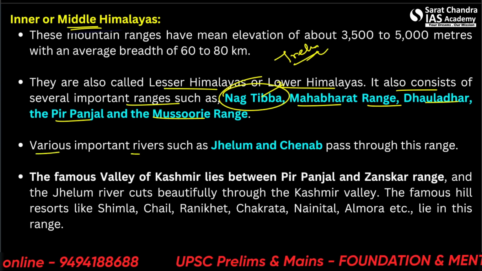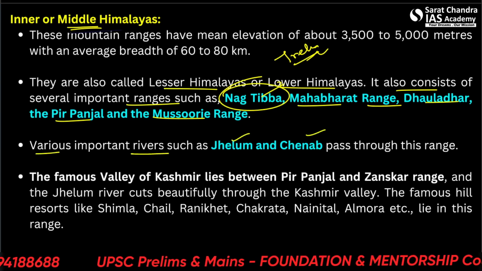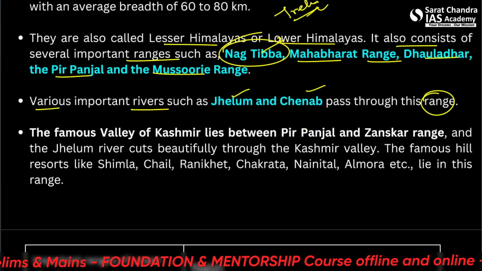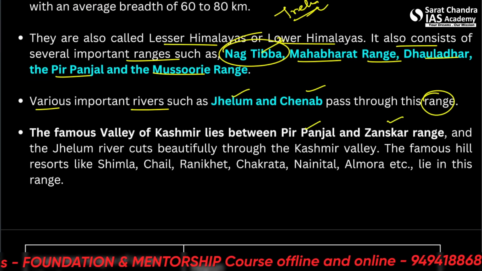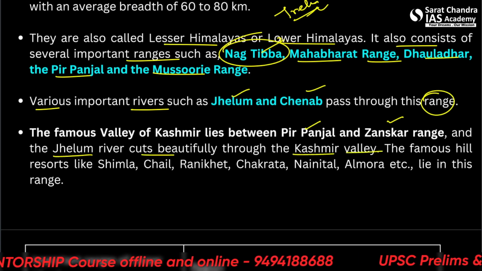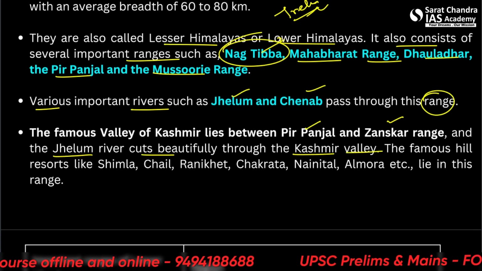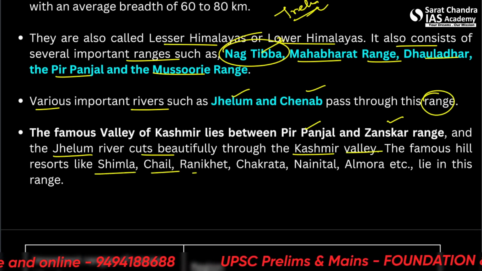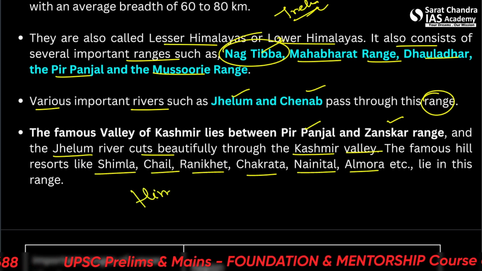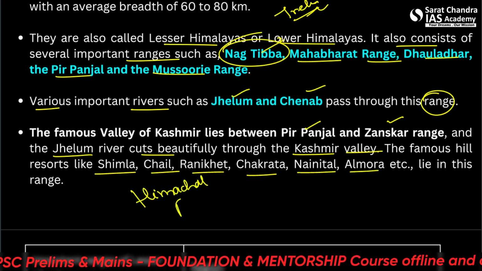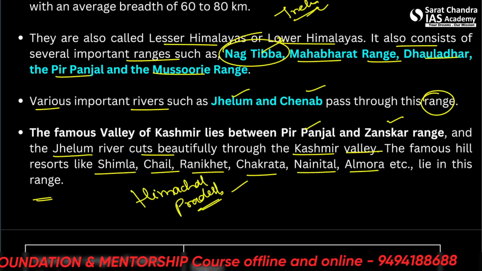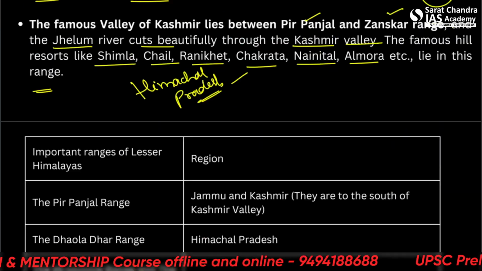So various important rivers such as the Jhelum and Chenab pass through this range. Alright. The famous valley of Kashmir lies between the Pir Panjal and Zaskar range. This I already told you. And the Jhelum river cuts beautifully through this Kashmir valley. So a question has already come on the Jhelum river. The famous hill resorts like Shimla, Chail, Ranikhet, Nainital, Almora lie in this range. So which range? The inner or the middle Himalayas.